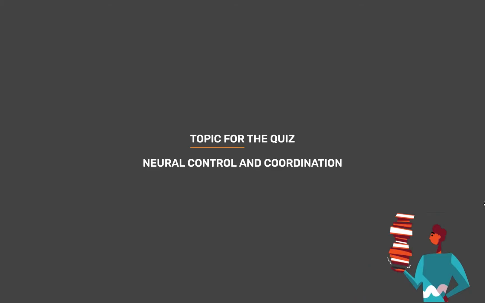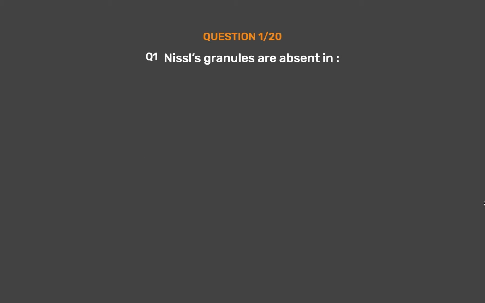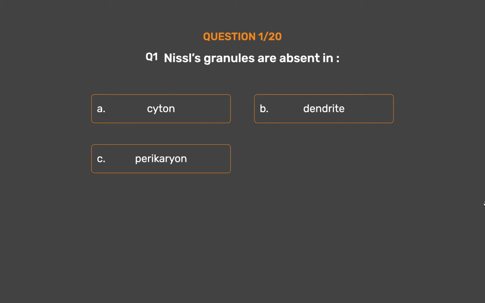Topic for today's quiz is neural control and coordination. Question number 1. Nissl's granules are absent in Option A. Cyton. Option B. Dendrite. Option C. Pericardium. Option D. Axon.